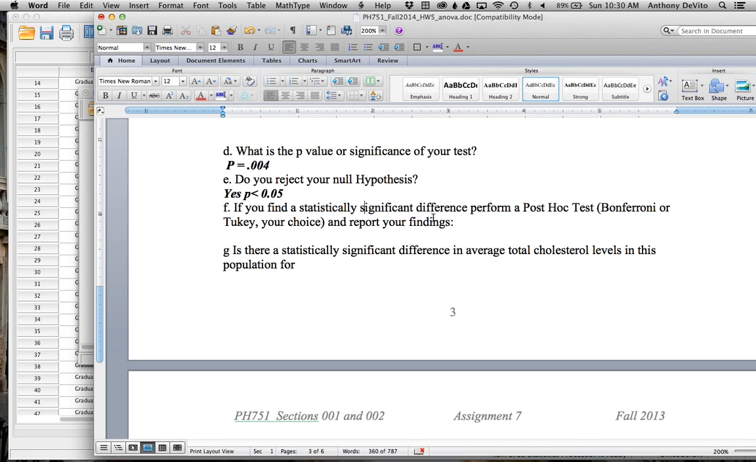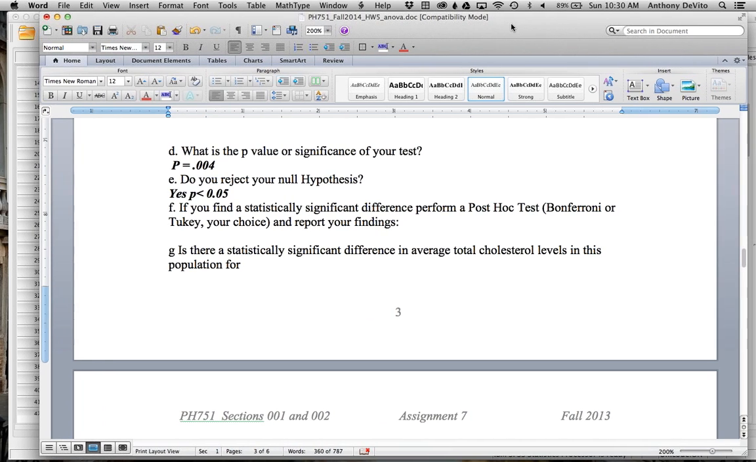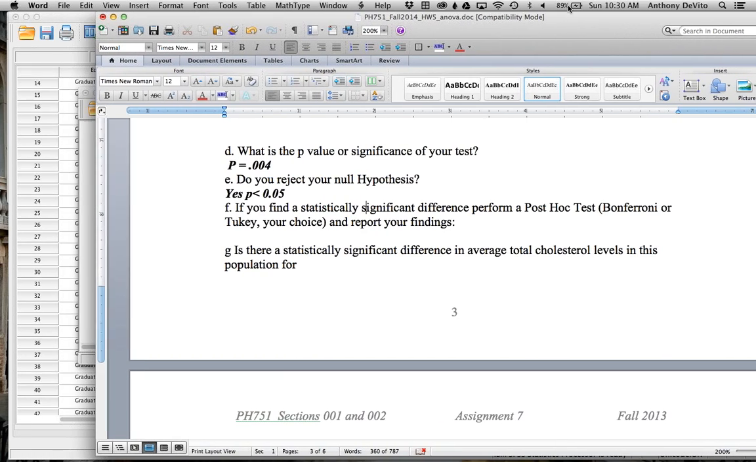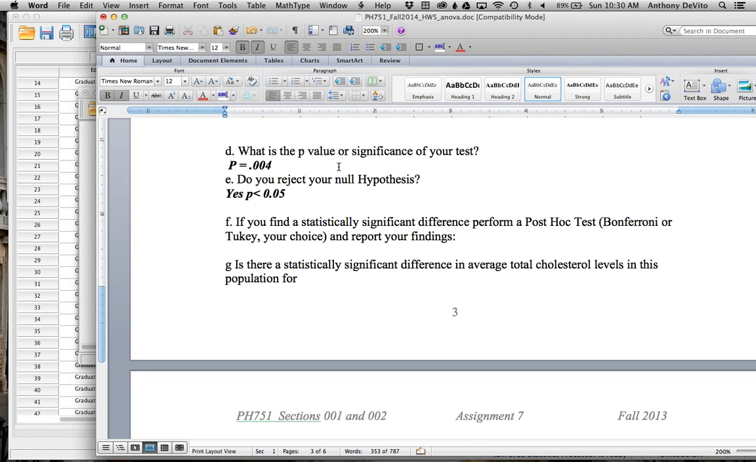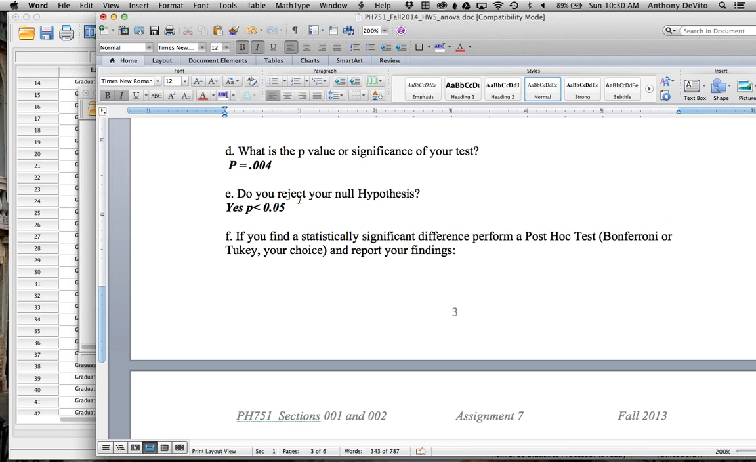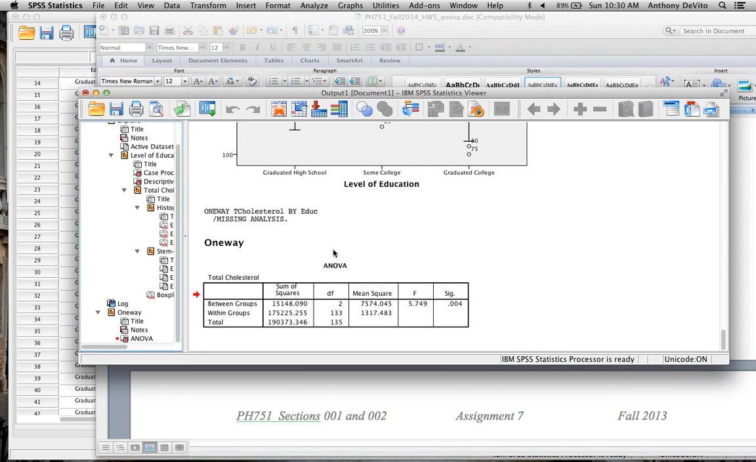If you find a statistically significant difference, perform a post hoc test. And we gave a choice: Bonferroni, Tukey, and so on. In other words, now we've demonstrated that there is a difference between the means of at least 2 of these groups that we're examining. So now I'm going to apply these after-the-fact tests, post hoc tests, to determine which of the groups are likely to be different.